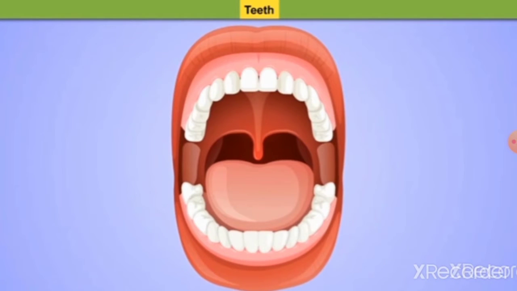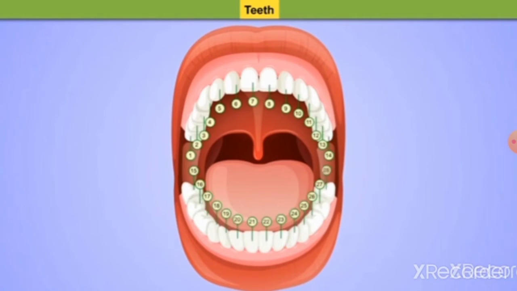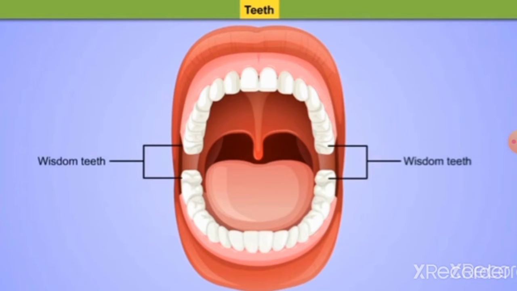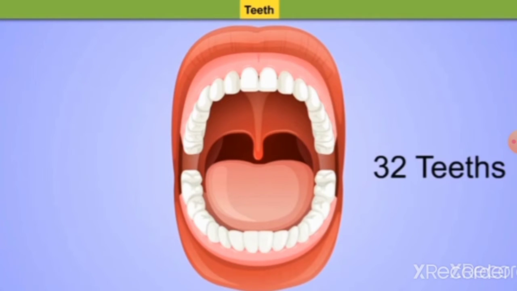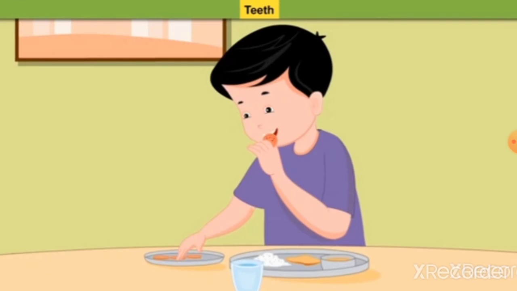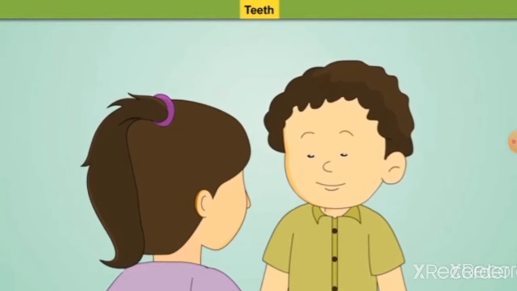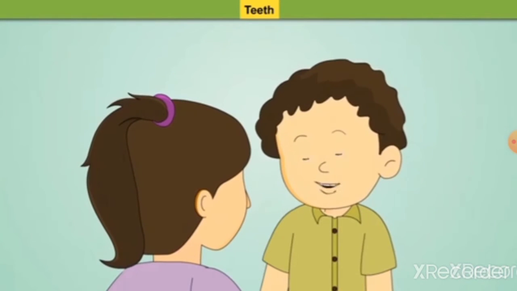The permanent teeth are initially 28 in number. By the time of adulthood, 4 more teeth, also called the wisdom teeth, grow and a complete set of 32 teeth is formed. Apart from chewing the food, teeth also help in speaking and in maintaining the shape of the face.